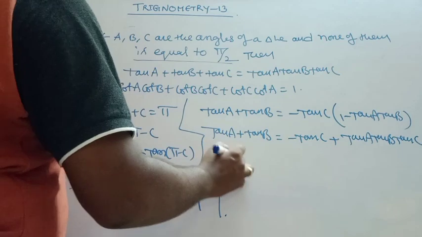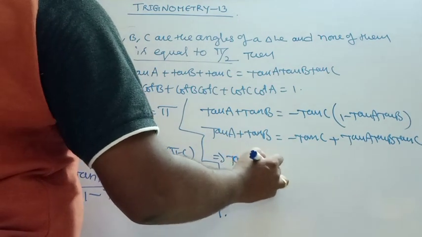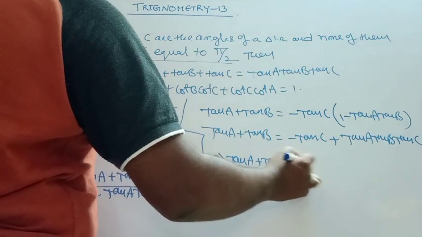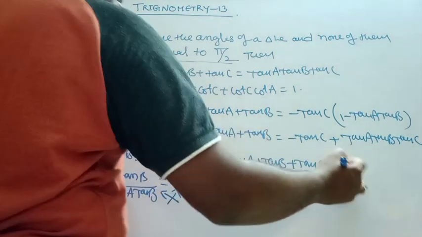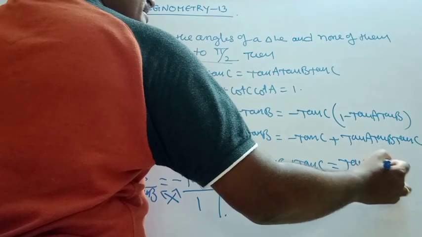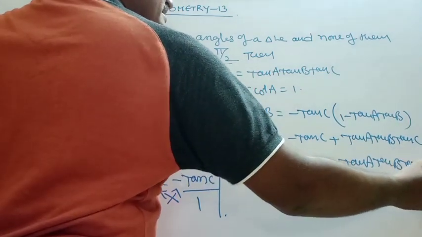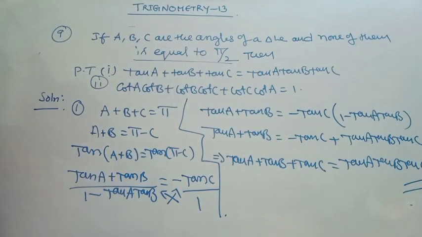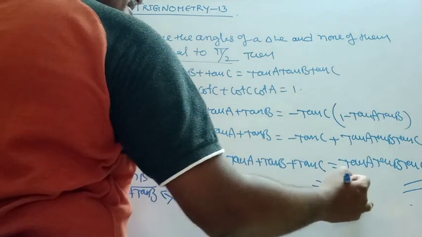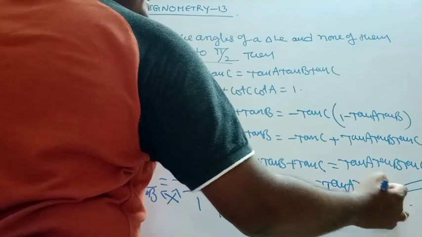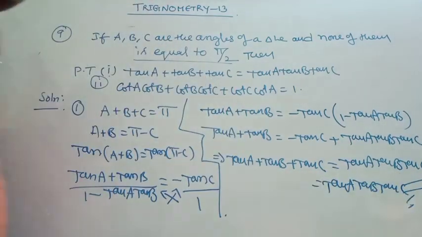Now from this, you bring this to the left side, and you have tan A plus tan B plus tan C equal to tan A tan B tan C. See how beautifully you have got this particular problem. In this way you will be getting this result. Wonderful.